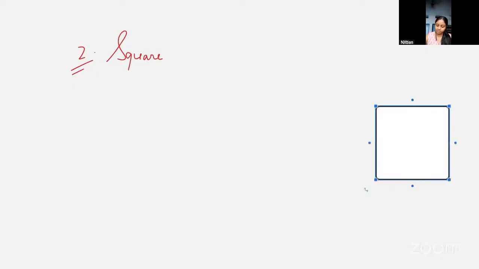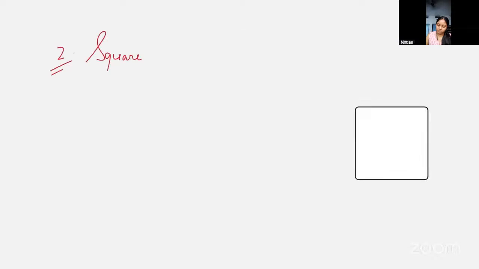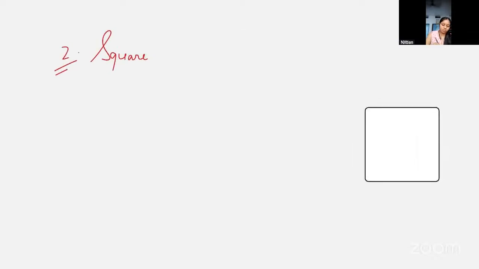The next one is a square, very similar to a rectangle, but a little bit different. Square is also a type of quadrilateral. Make it with me, please. Name the sides A, B, C, and D.